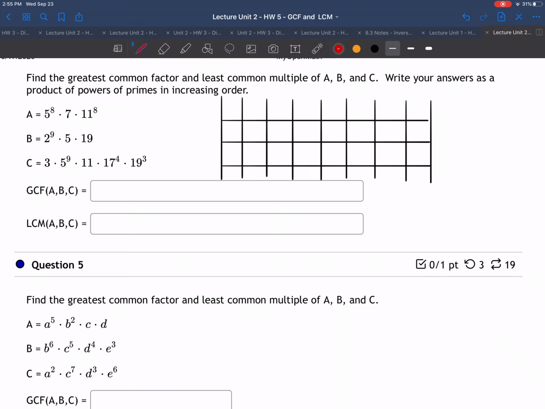So we're going to start here with A. A will equal, so this is going to be 2, 3. I'll put the 5's here. 5 to the 8, 7, 11 to the 8th. And then I'll go with B. So here comes B. B is 2 to the 9th, 5, and 19. 2, 3, 5, 7, 11, 13, 17 to 19 right there.